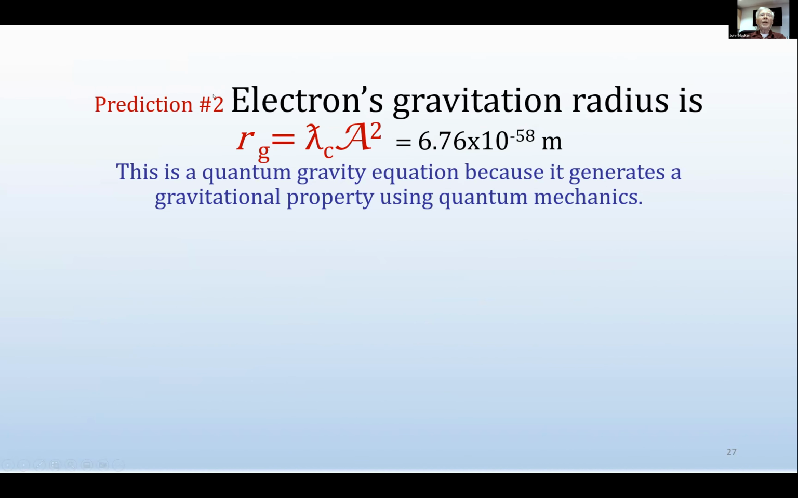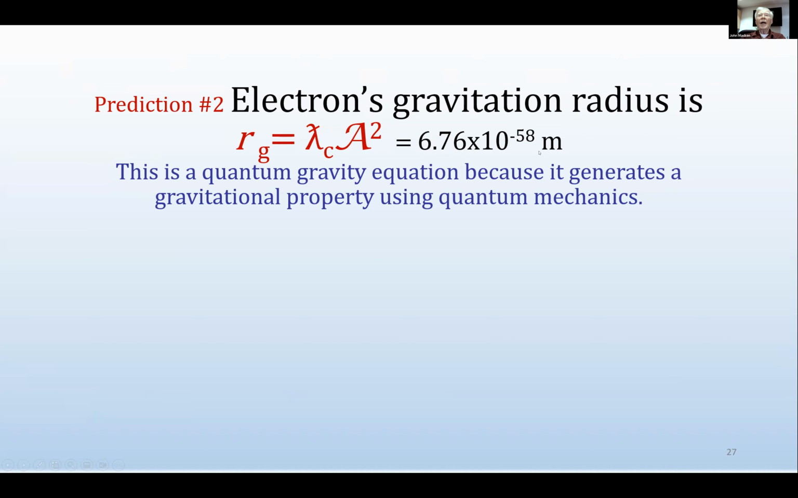So then I've come up with several other predictions. One of these is that I'm going to be able to also derive what I'm calling the electron's gravitational radius. I'm using the symbol R sub G for it. Again, we take the nonlinear version of the amplitude, which is this amplitude squared, and multiply it by the radius of this model. The nonlinear term times the radius gives me a radius, and it turns out to be this number here.